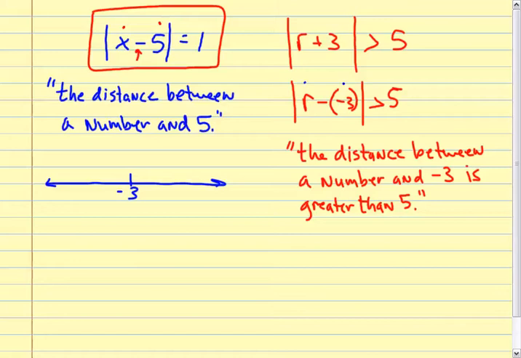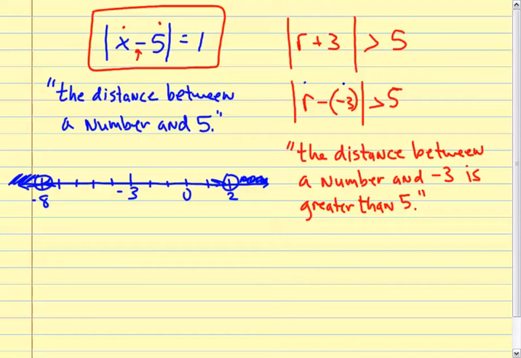Well, here's -3, and the distance between a number and -3 has to be more than 5. Let's see: 1, 2, 3, 4, 5. What does that bring us to? -2, -1, 0, 1, 2. So the numbers have to be out there. Then 1, 2, 3, 4, 5 going out this way, which brings us to -8. And it's going to have to go out this way as well.